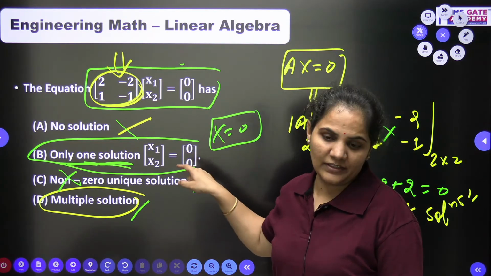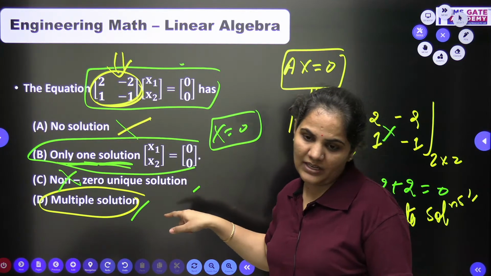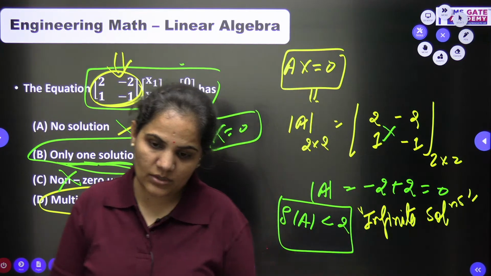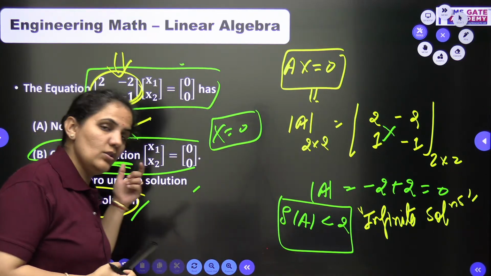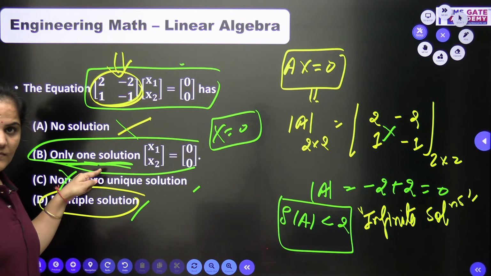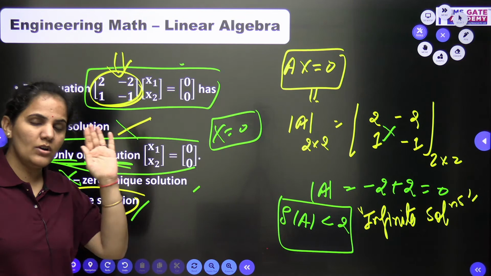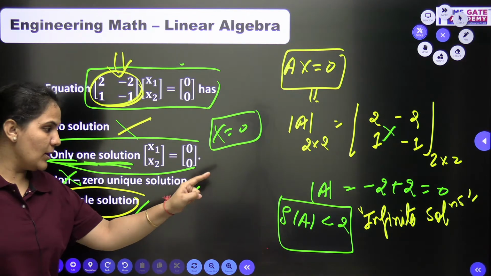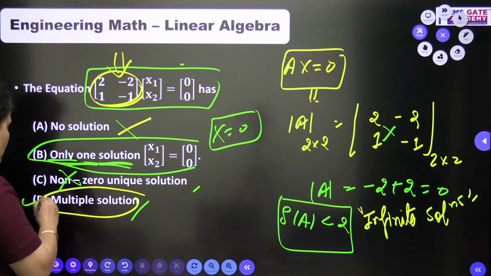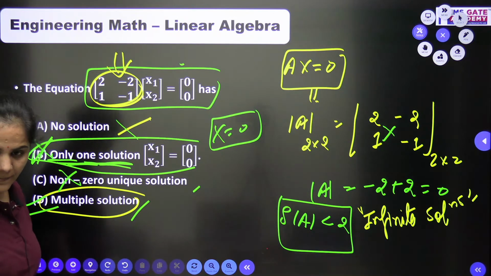So no, this is not right. We are not having x equals 0 as the only solution here. Only x equals 0 is not a solution. One of the solutions is this one, but it is mentioned now only one solution. No. If it is mentioned one of the solutions is x1, x2 equal to 0, 0, then yes, we will agree, because we are having an infinite solution or multiple solutions. So this option is not right first of all.